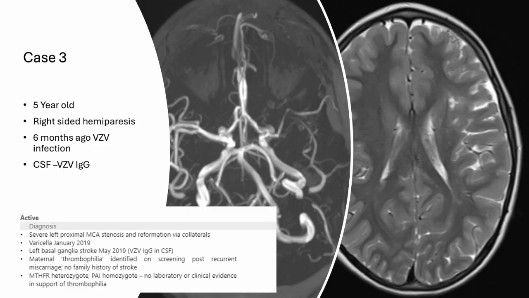Moving on to our next case, this is a 5-year-old who presented with right-sided hemiparesis. They had an infection of varicella zoster about 6 months ago, and in this case the clinicians confirmed VZV-IgG within the CSF. But as you can see here, this is a follow-up study where there is a clear arteriopathy of the left MCA, and you can see that there is corresponding cortical volume loss within the left MCA territory, which is a sequelae of an old stroke.